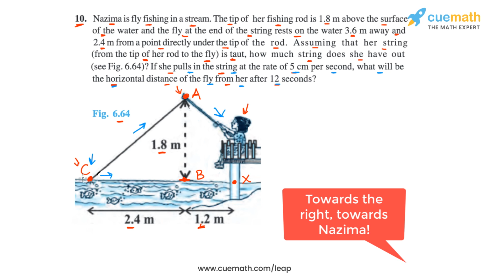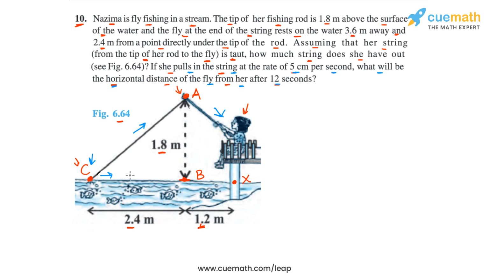So after 12 seconds, suppose that the tip of the string or the position of the fly comes to this point here, which is, let's say, point D. Okay, and let's join A to D. So the length of the string that she has out after 12 seconds will reduce from AC to AD.